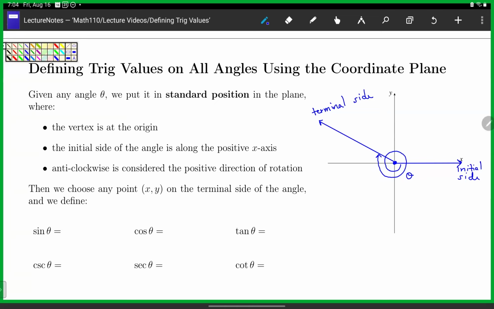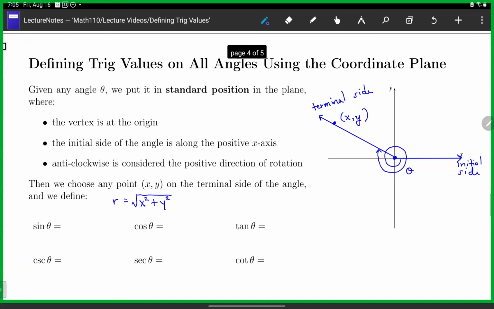Okay, so there's my theta, and I find any point on the terminal side, x comma y, any point there at all. And then when we define this, we define, for one thing, r to be the square root of x squared plus y squared. If you think for a minute about what the meaning is of r in this context, hopefully you have an answer for that. I'll give you the answer in a little bit.